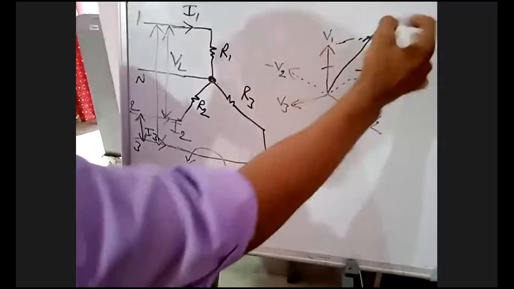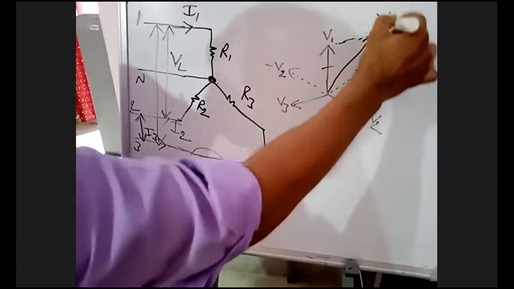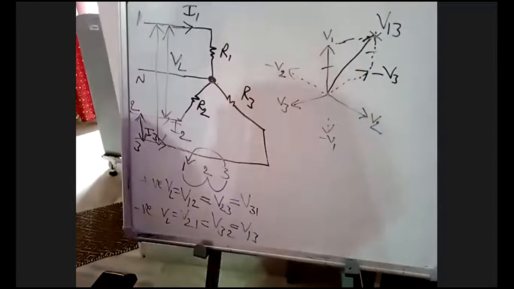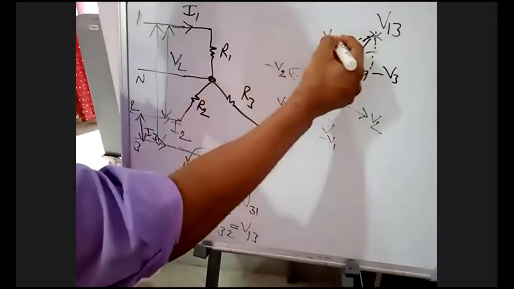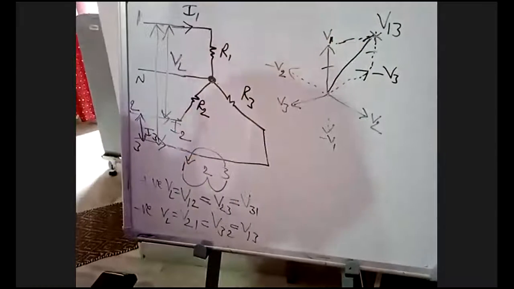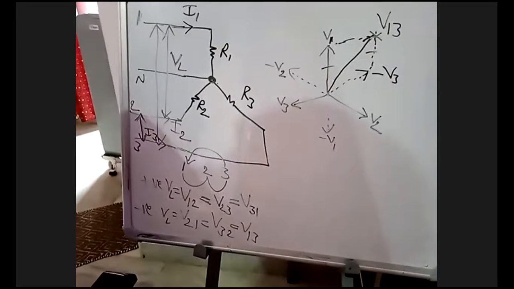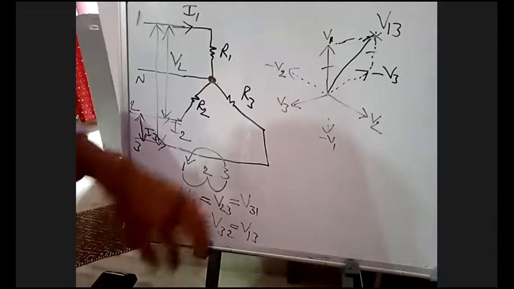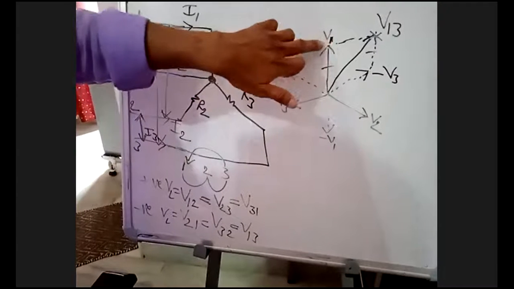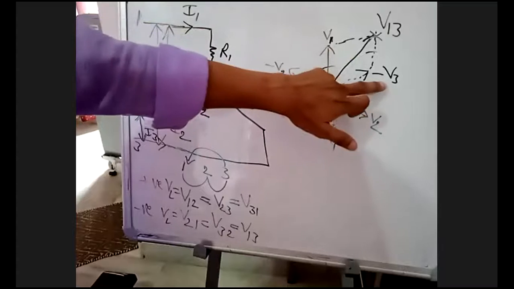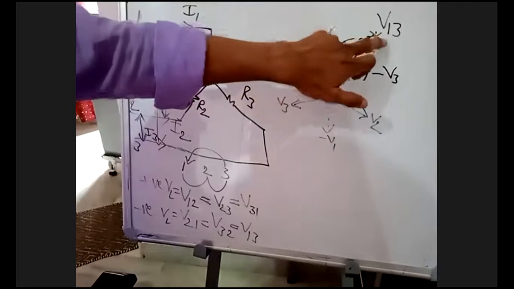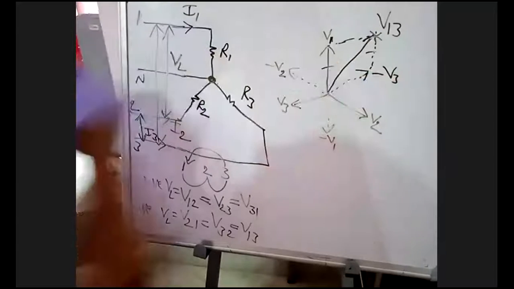Now I'll write this intersecting point as V13. Why have I written V13? Why not V31? This is V1, minus V3. First I will take the positive suffix, then the negative suffix. The positive voltage suffix is 1, the negative voltage suffix is 3.